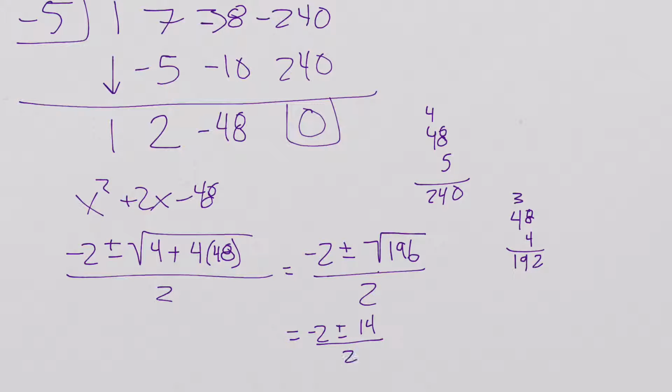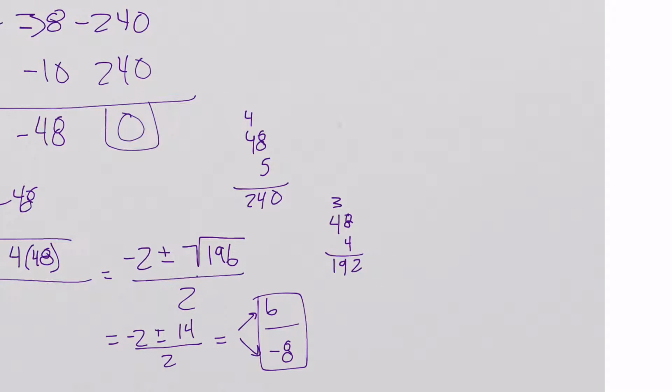So that over 2 gives me my other two solutions of negative 2 plus 14 is 14 minus 2 is 12 divided by 2 is 6. And negative 2 minus 14 is negative 16. Negative 16 divided by 2 is negative 8. So I get two integer solutions. So I know that all three of my solutions now are x equals negative 5 that I started with, x equals positive 6, and x equals negative 8.